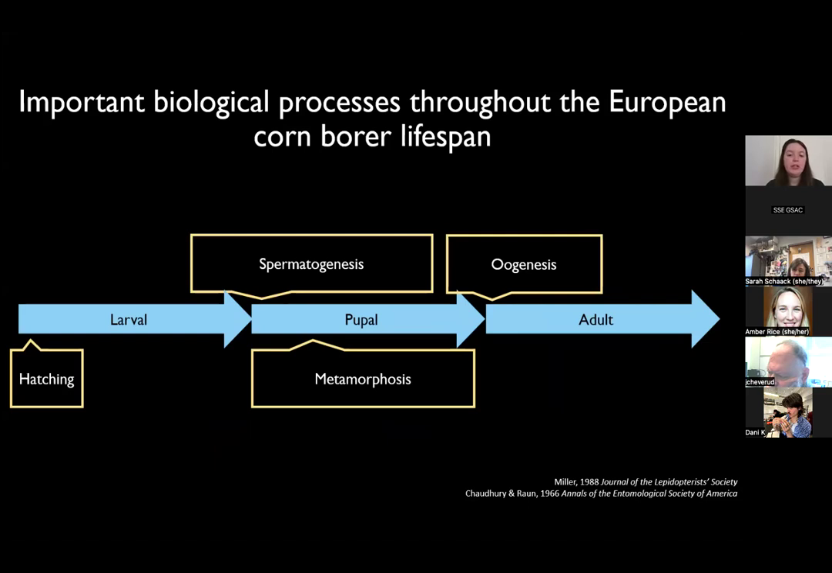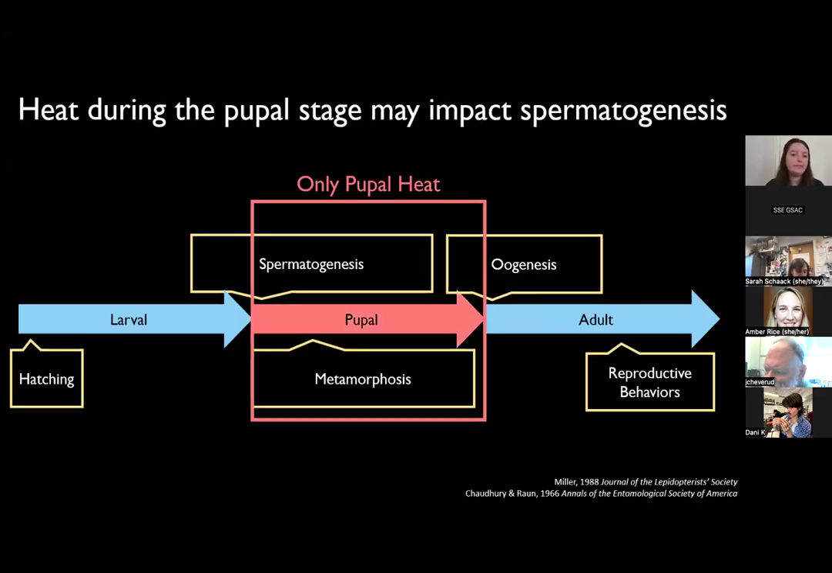But females are offset. So female oogenesis just begins at the very end of the pupal stage, and the majority of their egg maturation actually occurs after they eclose as adults. And then finally, reproductive behaviors obviously occur in adulthood when they're actually finding mates, choosing mates, and deciding where and when to lay eggs.